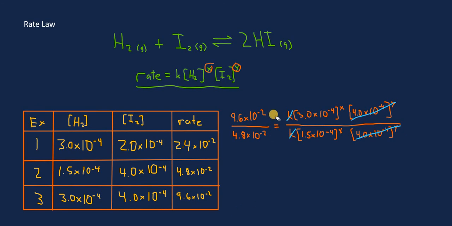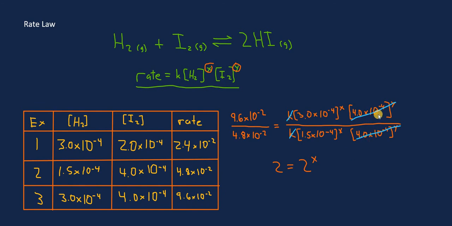And to do that, what you'll want to do is divide these two, so divide 9.6 times 10 to the negative 2 by 4.8 times 10 to the negative 2, and divide this by this. Don't worry about the x yet. You definitely want to keep it in the exponent, but just divide these like the exponent wasn't there, and get what your answer is for that, and then that.